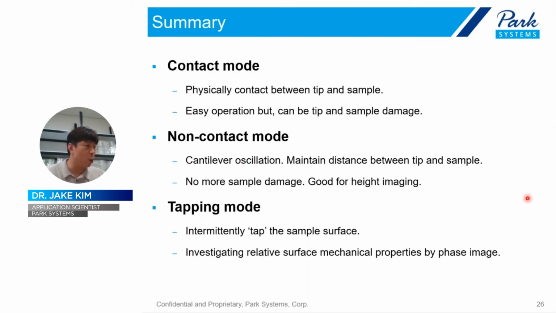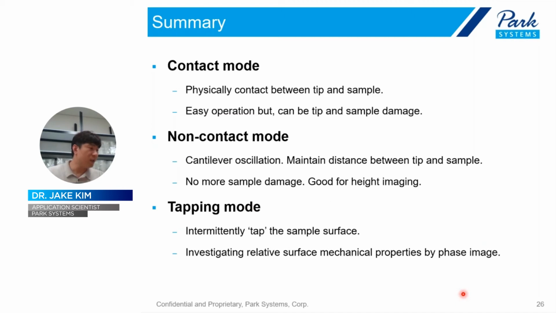So here is the summary of imaging modes. Using contact mode, of course, we can get a height image, but it is physical contact between tip and sample. So the tip and sample can quite easily be damaged, scratched or broken. But we can utilize this contact mode for the optional modes. Non-contact mode is a very good option for height imaging. No sample or tip damage. So in most cases, you can use non-contact mode for height imaging.